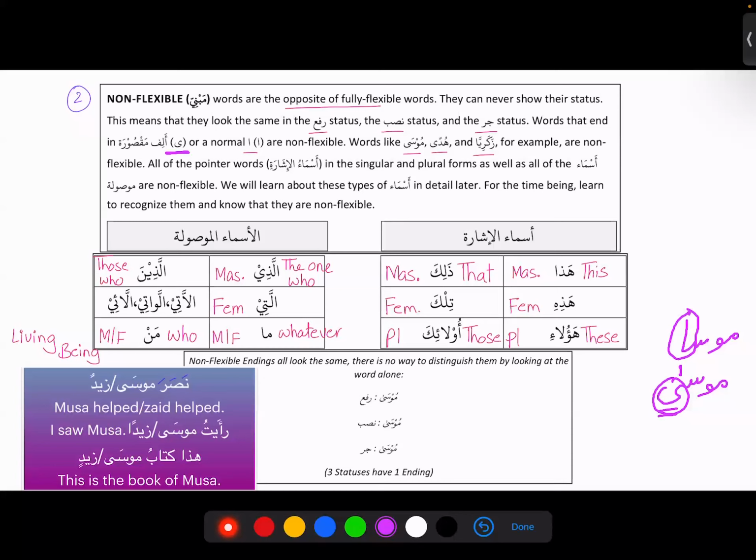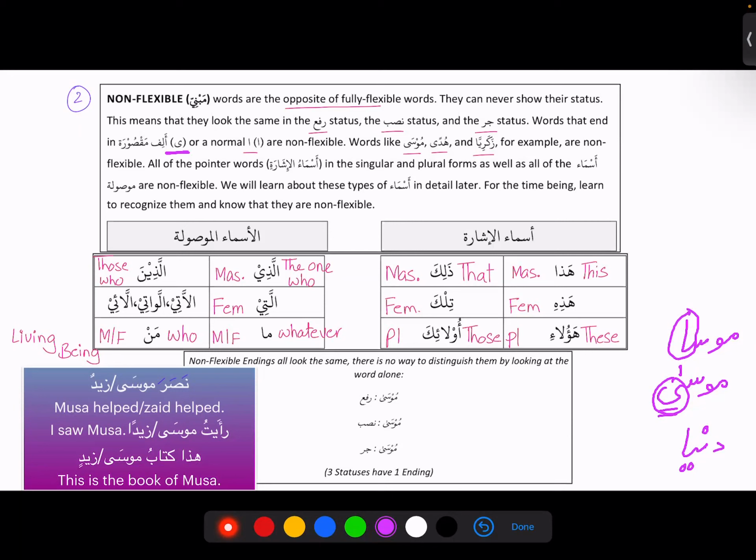And then if the word is ending on alif, like dunya, this word is ending on alif. So if a word is ending on alif or alif maksura, then this is the indication that this word is non-flexible, mabni. It is not going to show us changes. Its rafa, nasab, and jar versions are all going to be the same. So Zakaria, even if it is rafa, it is going to be Zakaria, Zakaria, and Zakaria. All three statuses, Zakaria. Dunya, dunya, dunya. Musa, Musa, Musa. Isa, Isa, Isa, right? So all different statuses are going to look the same.